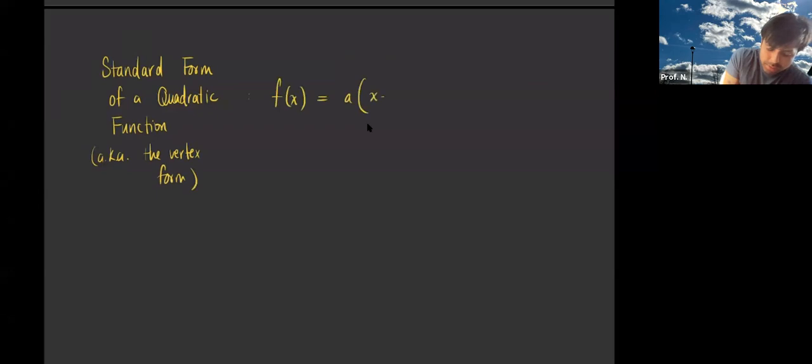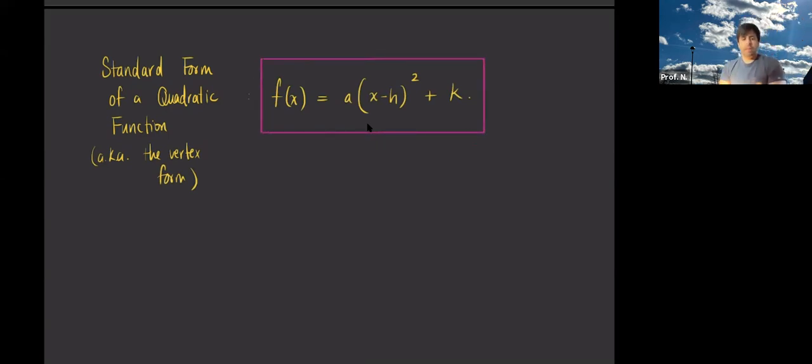And it looks a little bit different from the general form. That's the vertex form, or in other words, the standard form, as your textbook calls it. Now, is this different from the general form? Intrinsically, no. It's representing the same quadratic function.